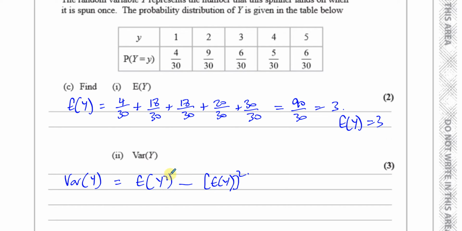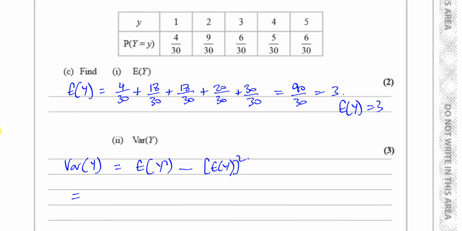Okay, so what we can do here is we can square each of the values of y, multiply by the probability distribution, and take away 3 squared from the answer. So this is going to give me 1 times 4 over 30, so that's 4 over 30, plus 4 times 9 over 30. Remember, y squared is 1, 4, 9, 16, 25. So I'm going to have 4 times 9 over 30, which is 36 over 30.